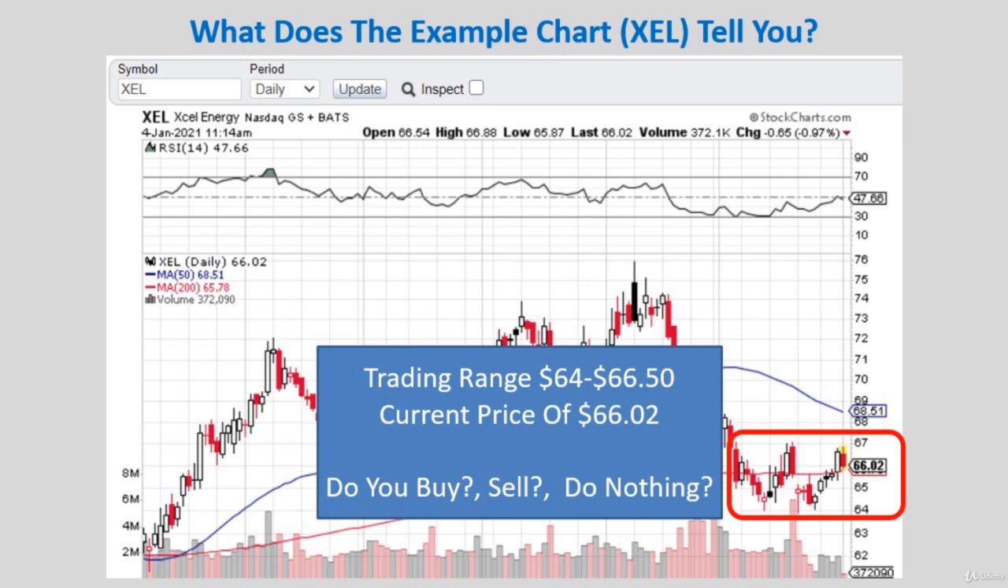But if you think about it, common sense wise, you could say, well, if I'm in this trading range of $64 to $66.50, and right now I'm at 66.02, there's not a lot of room to go up. In fact, there might be more downside risk than upside gain. So that might be one way you can look at it as well.